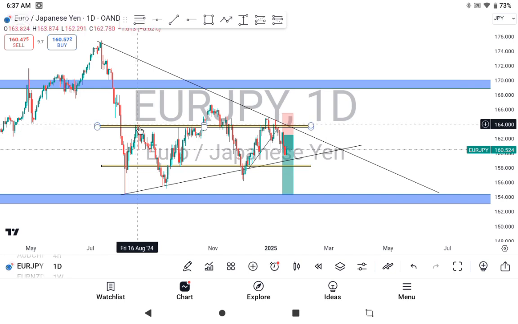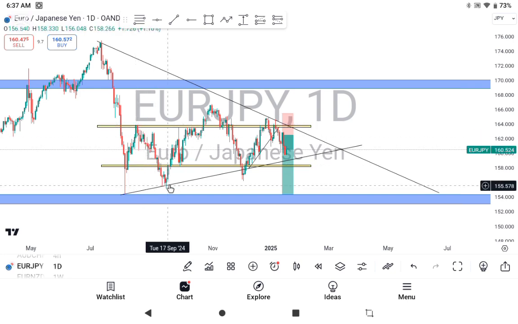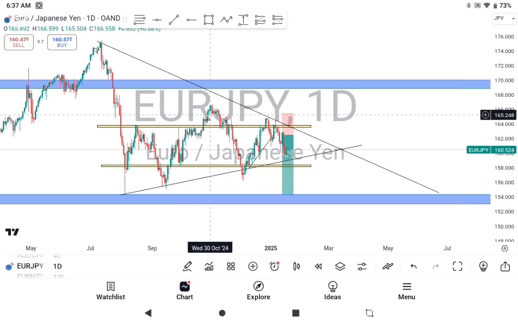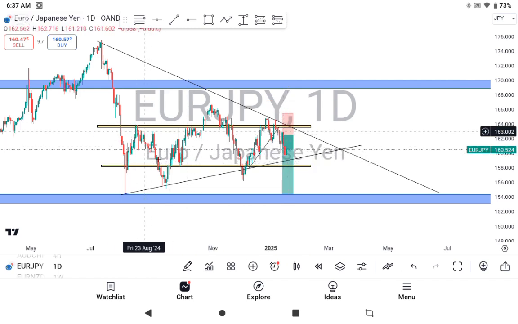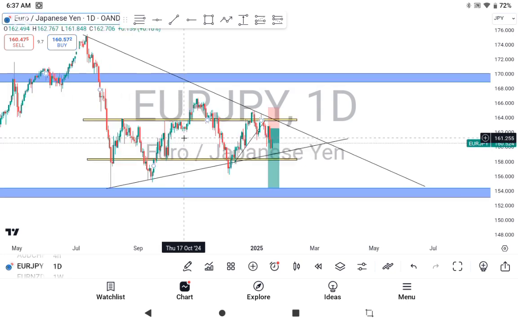It pushed down again, could still not break this level right here. It came shy of this level and bounced up again. Ever since then, price has been moving sideways, moving sideways in a range like that. So anyway, we are still pointing to the downside.